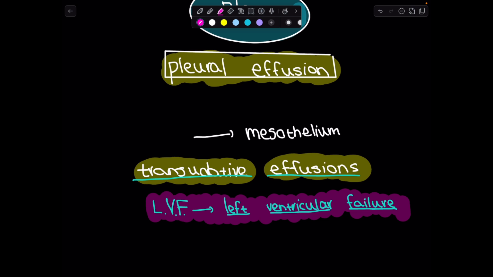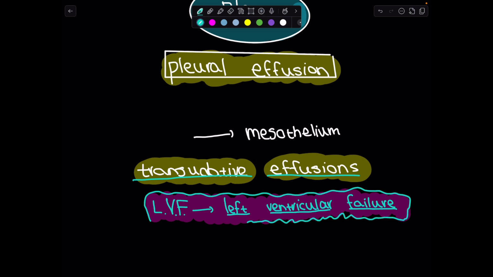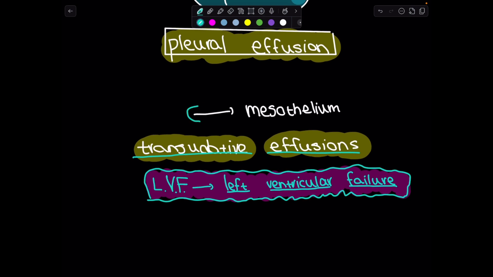Good question. Left ventricular failure, LVF, causes fluid accumulation in the lungs because the left ventricle can't pump blood out effectively, so pressure builds up in the pulmonary veins and capillaries. This high pressure forces thin, clear fluid, mostly plasma, out of the blood vessels into the pleural space or alveoli, forming a transudative effusion. It's transudative because there's no inflammation or vessel damage, just mechanical pressure pushing fluid across intact vessel walls, unlike exudates, which involve inflammatory leaks.